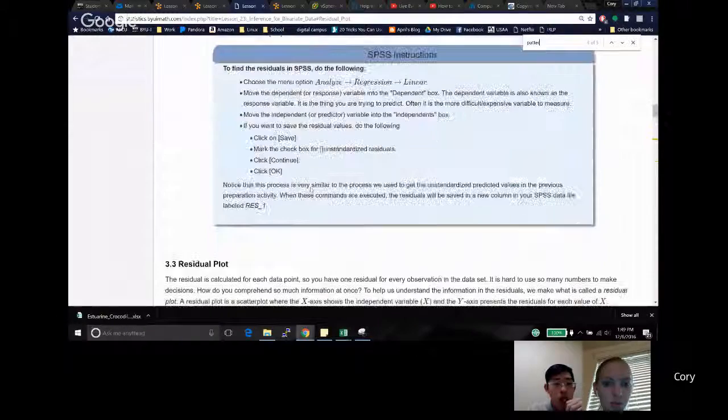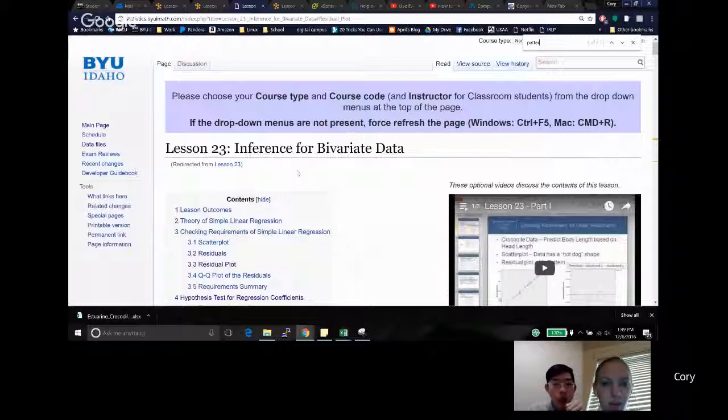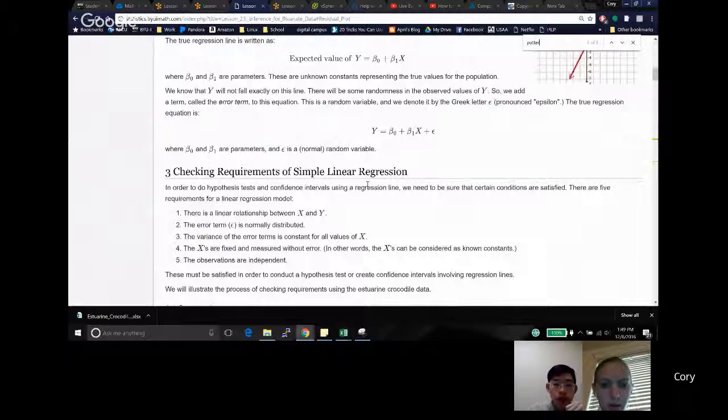Trying to find the assumptions. Okay, there's a linear relationship between x and y. Is it going to be all of them, or does it have to be all of them? The error term is normally distributed. Yeah, because if it's going to meet the requirements for linear regression, it has to meet all 5. Wait, is that the second one? The variance of the error term is constant for the values of x. Is that the same thing as the error term is normally distributed? Oh no, it's not. Just kidding.